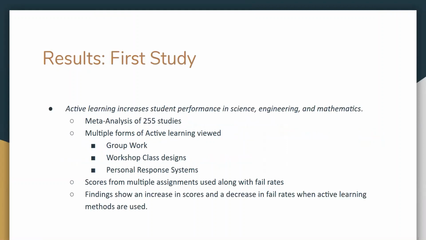The STEM study was a meta-analysis of 255 studies. They used multiple colleges and multiple courses and evaluated their scores on multiple assignments and multiple forms of active learning. They then compared these scores with courses that had passive learning techniques and functionally identical assignments. They did the same with course fail rates, whereas a D or an F grade would count as a fail for this study. Through comparison, they discovered that active learning had a 6% increase in scores, and that passive learning made students 1.5 times likelier to fail.